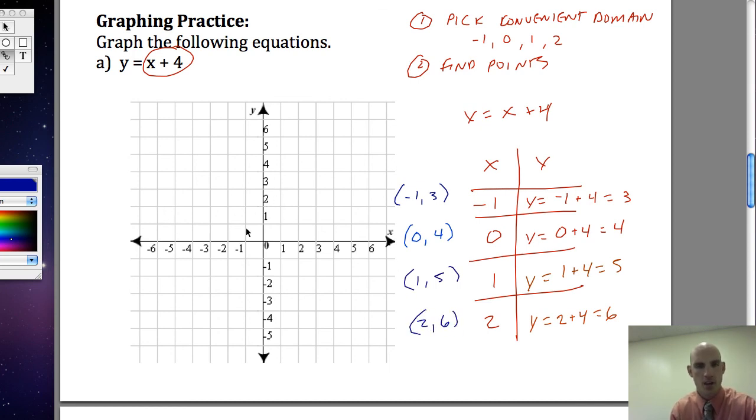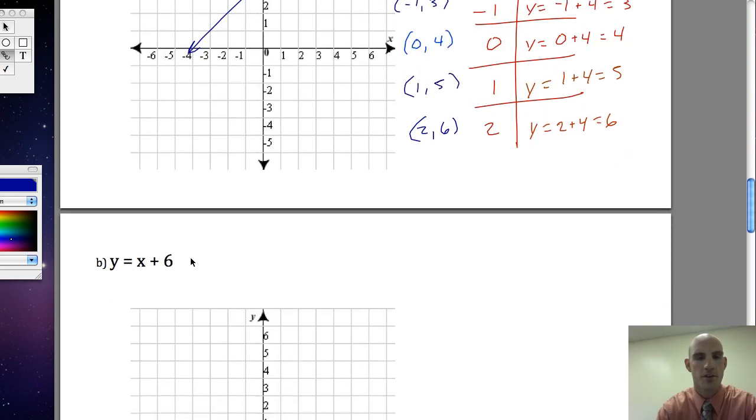Let's plot them. Negative 1, 3. 0, 4. 1, 5. And 2, 6. Check that out. It's a thing of beauty. They're in a line. It's a linear equation. All right, that's how we graph these.